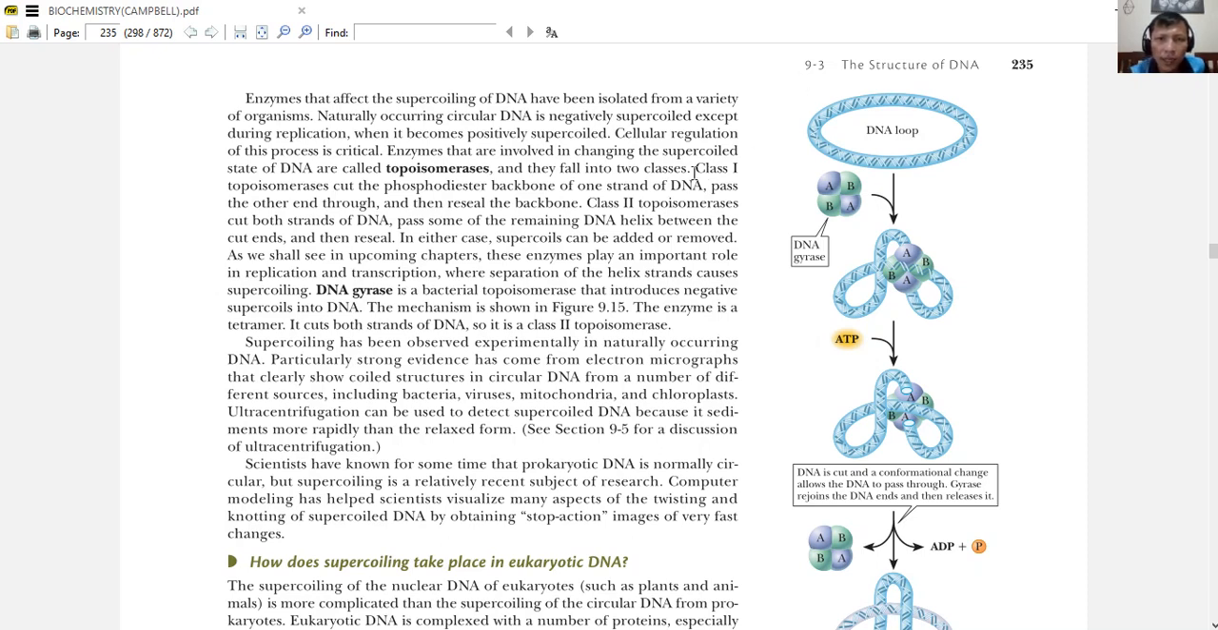It's discussed here, class one. Class one cuts the phosphodiester bond of one strand of DNA, passes the other end through, and then reseals the backbone. So it cuts and reseals. That's the class one topoisomerase, again an enzyme which has something to do with coiling, supercoiling.